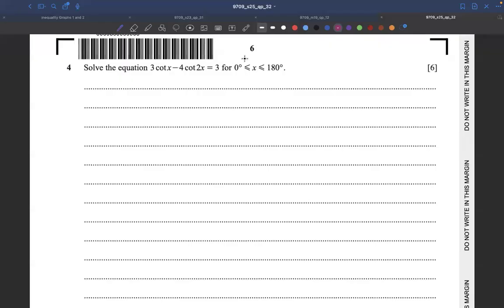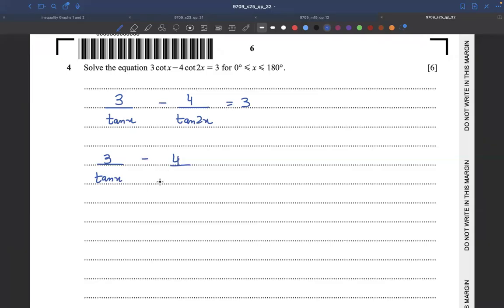In question number 4, we have to solve the equation 3 cot x minus 4 cot 2x equals 3. We know that cot is 1 upon tan, so we can write it as 3 upon tan x minus 4 upon tan of 2x equals 3. Now for tan of 2x, we can use the identity that's given in the formula sheet. So for tan 2x, it is 2 tan x upon 1 minus tan square x.